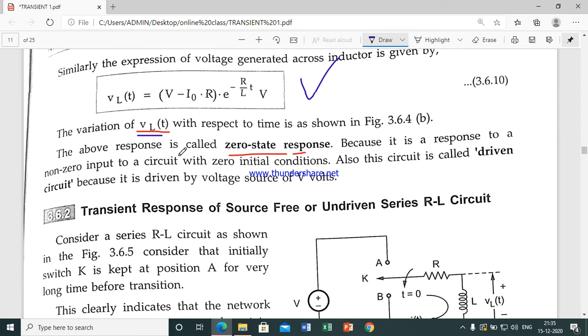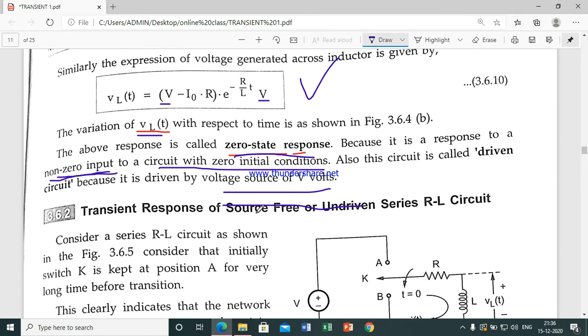The above response is called a zero state response because it is a response to a non-zero input. This is a non-zero input to a circuit with a zero initial condition. This circuit is called a driven circuit because it is driven by the voltage source V. Here it is driven by whatever voltage you have, this V. This is the driven circuit.